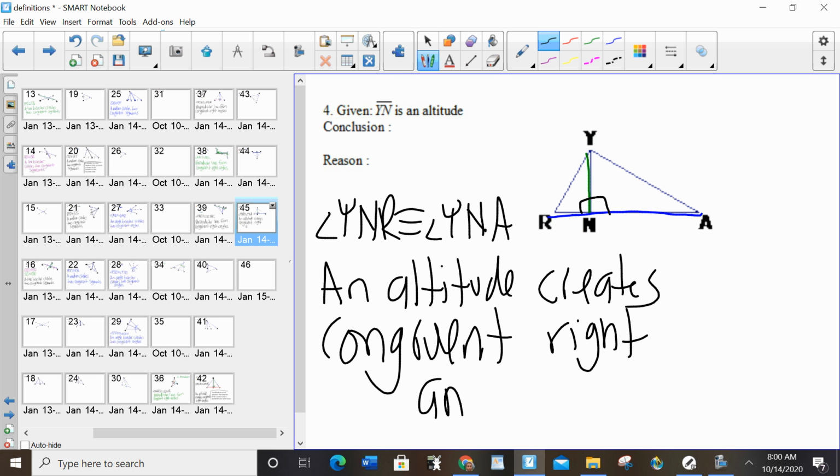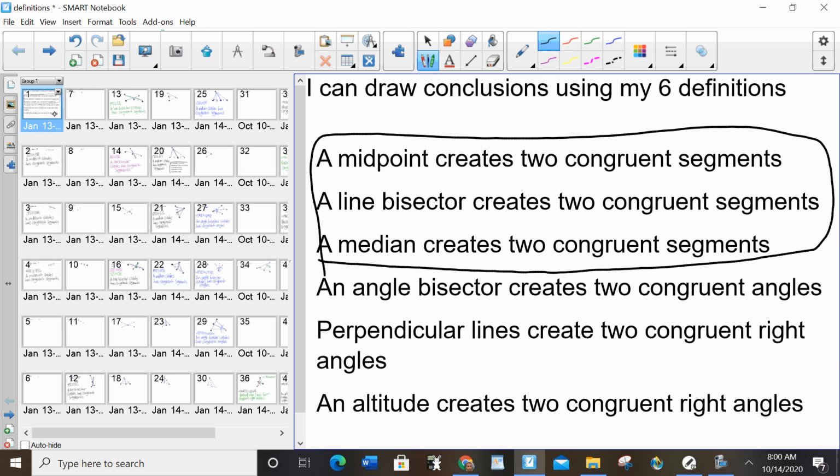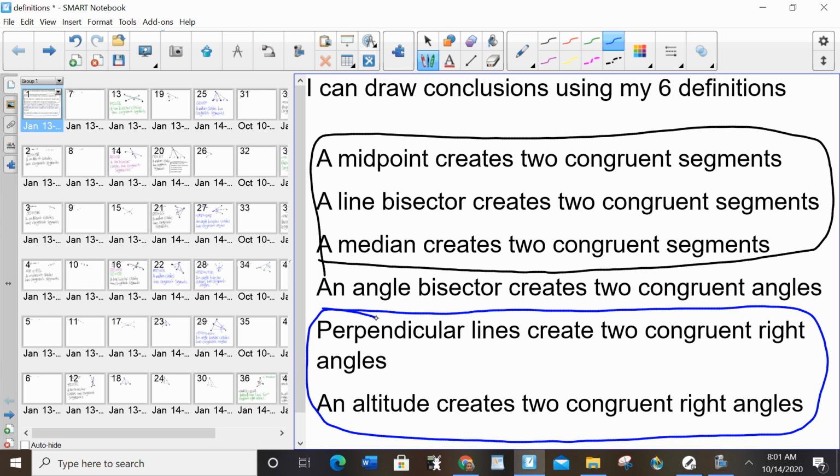So those are your 6 definitions. It's very important that you know them and are comfortable drawing conclusions from them in order to do the next step. And you need to be comfortable with that step to do the step after that. You have to be comfortable with that step to do the step after that. Again, it's going to build and build and build. But these 6 definitions are the foundation, and they're all pretty much the same definition. The first 3 are exactly the same. A midpoint, line bisector, and median all create 2 congruent segments. And then you have these 2 are exactly the same. Perpendicular lines and altitude create congruent right angles. And then angle bisector is just kind of a combination of those. It just creates 2 congruent angles.